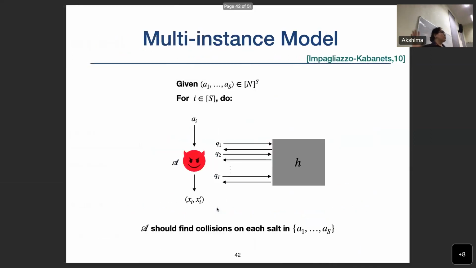and this is the multi-instance model. A variation of this model was first given by Impagliazzo and Kabanets in 2010. In this model you're not getting any advice. Instead of solving one instance, you're required to solve S instances. You get one instance, you get to make T queries, and you have to output a collision. Then you get another instance, and so on, you get S instances. And in order to win, you have to win on all the S instances. So this is the model.